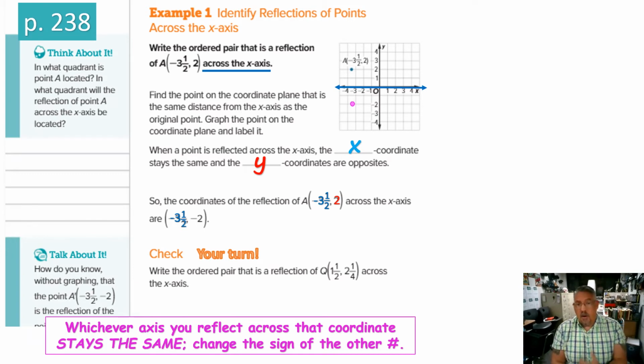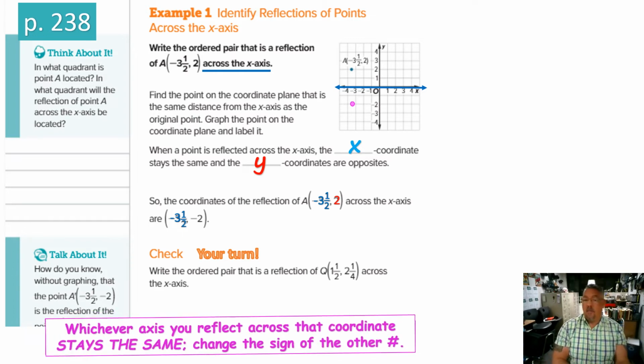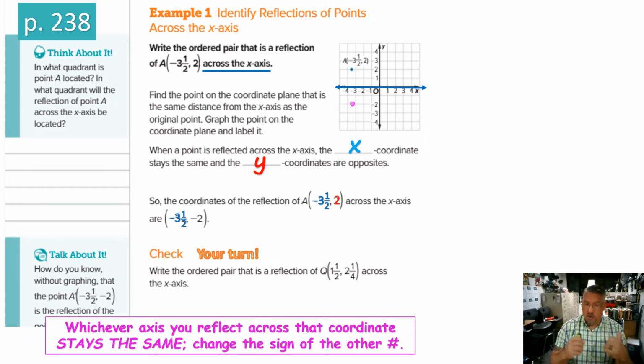So hopefully you thought exactly as I just went through. Well, if I'm going to go across the x-axis, then my x has to stay the same, and I just need the opposite of my y, right? So whichever one I'm going to cross, it stays the same. I change the sign of the second number. So 1 1/2 has to stay as a positive number. I just simply have to take my 2 1/4 and make that a negative. That's my ordered pair for the reflection of point Q.